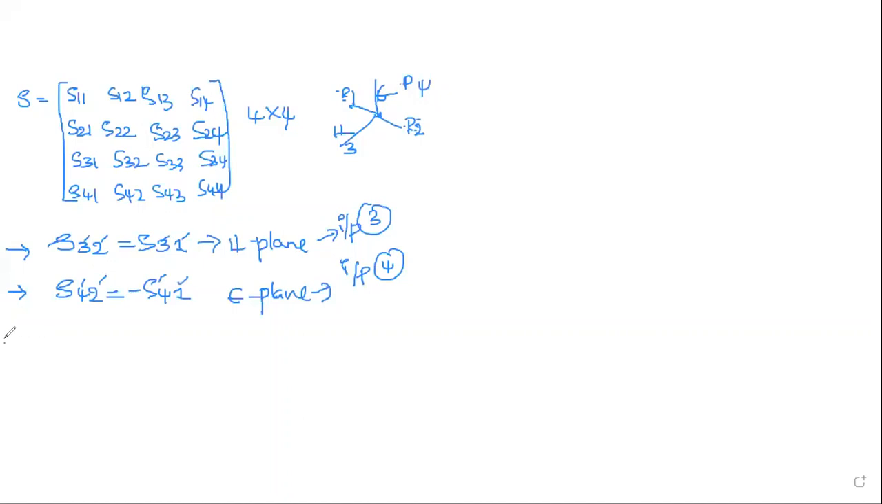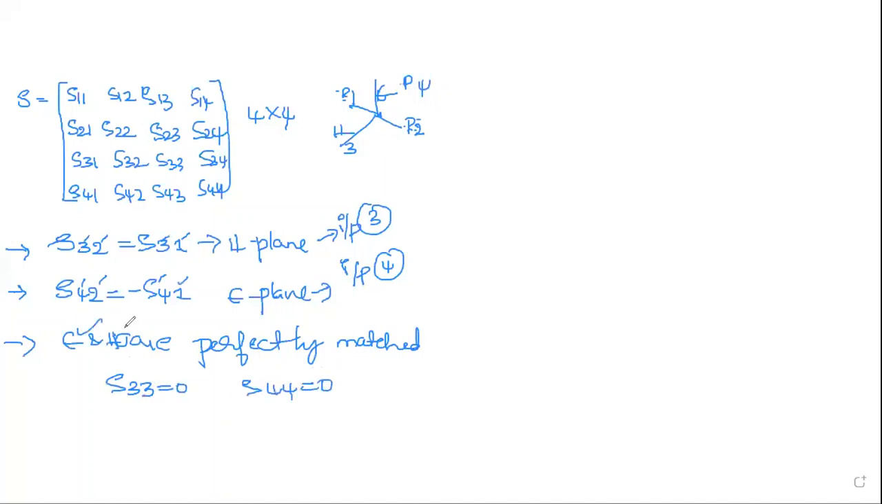Now, there is one more property to remember. You know that both E and H arms are perfectly matched, which means that S33 is equal to 0 and S44 is equal to 0, because you are taking your E plane and H plane, both perfectly matched. Now, there is one more concept to remember here.